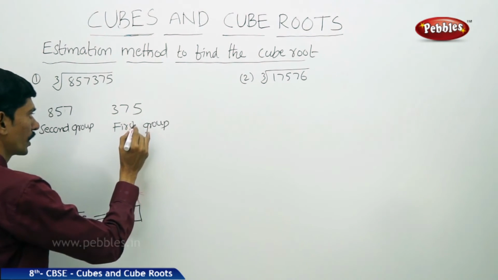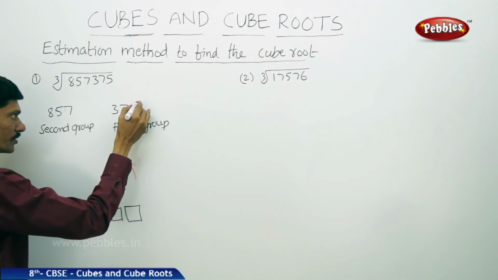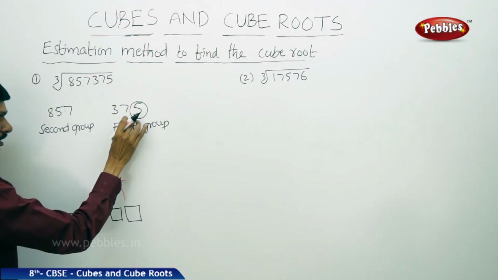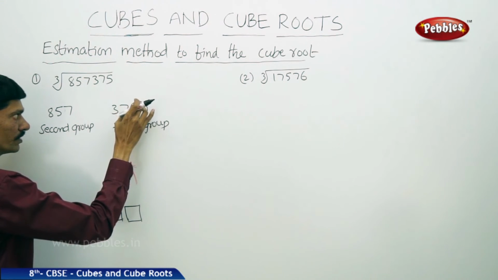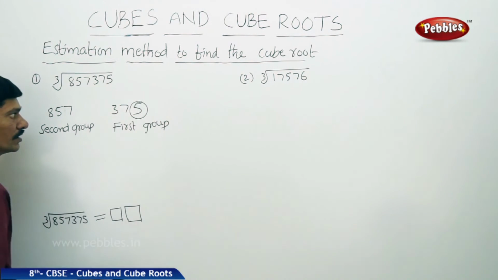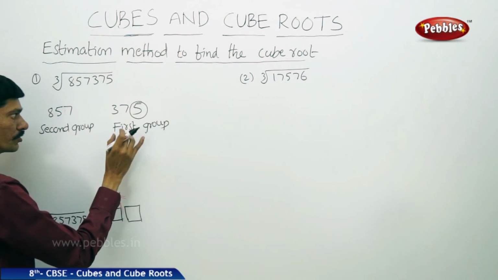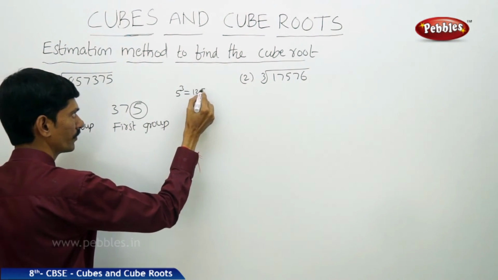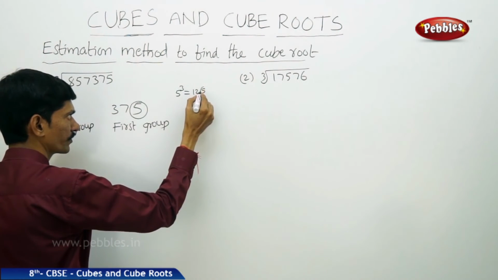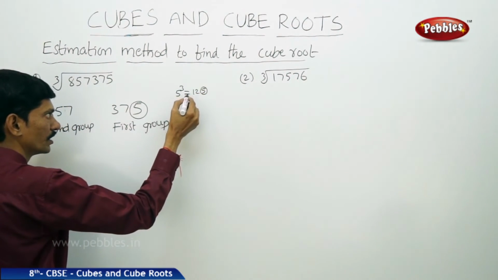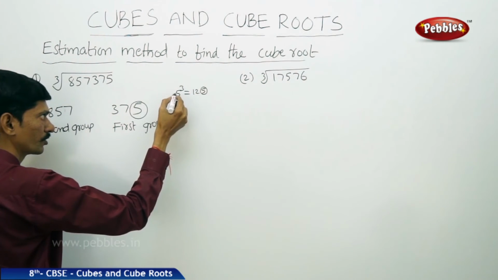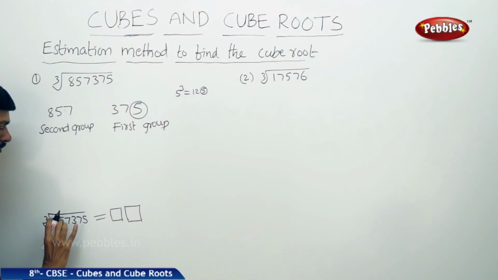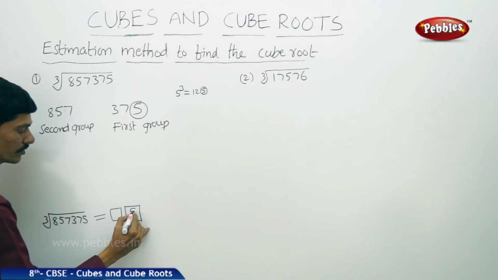Now consider the first group. What is the units place of the first group? It is 5. If the units place of the perfect cube is 5, then the units place of its cube root is also 5, because 5 cube equals 125. So this is the units place of the required cube root of the given number, 5.